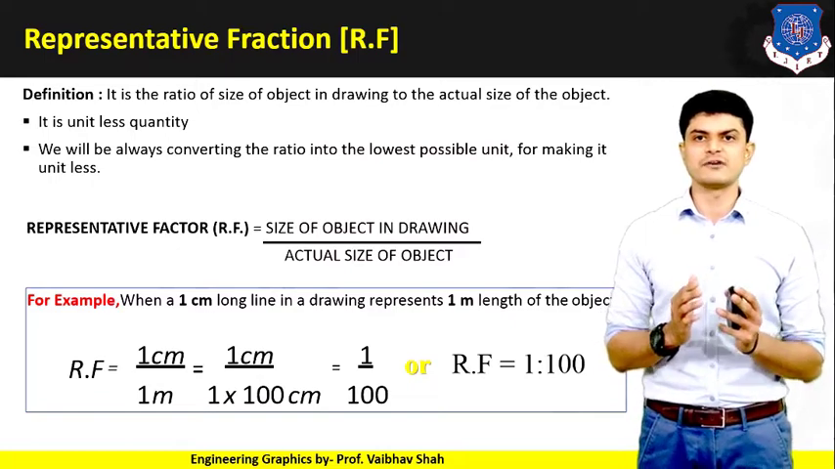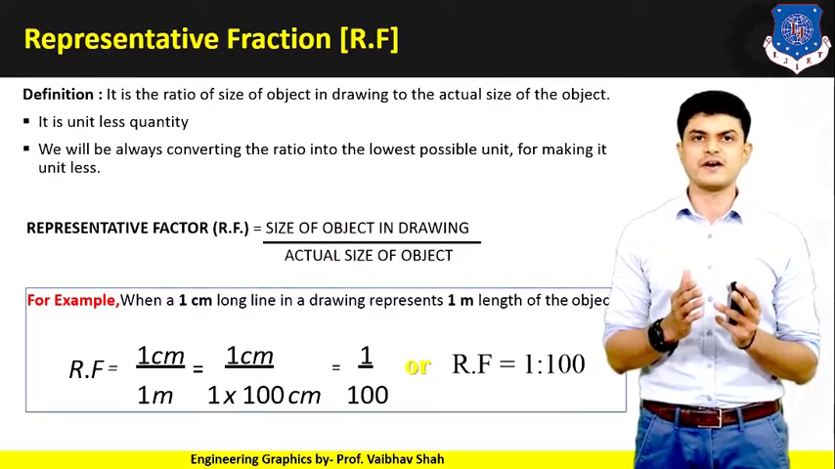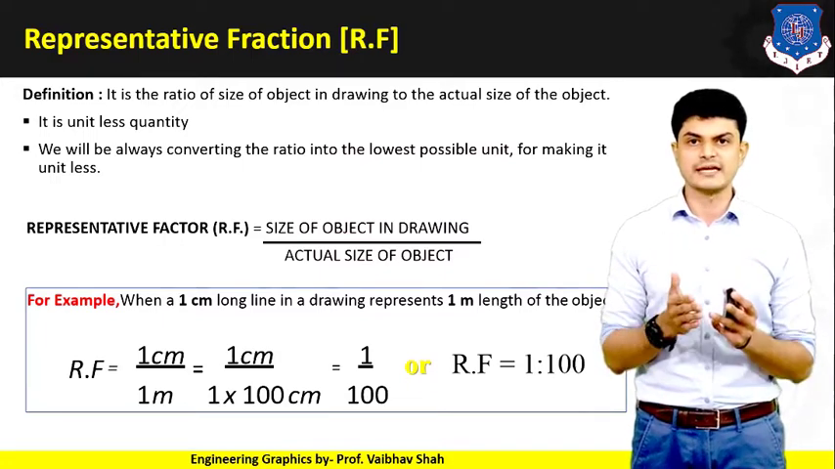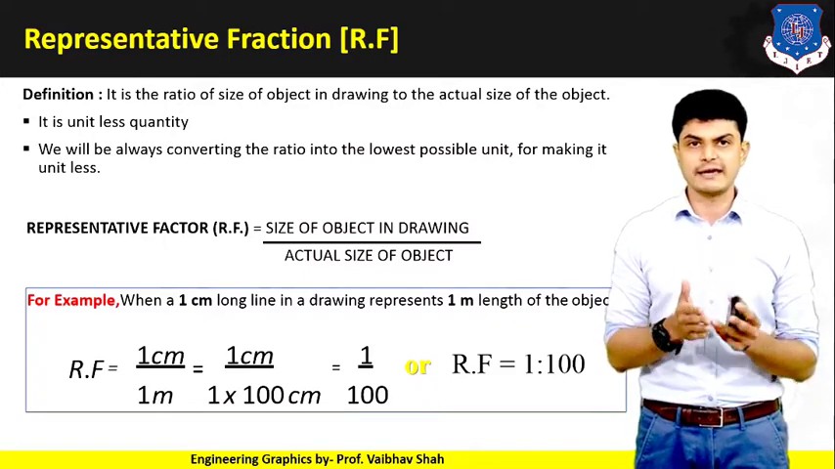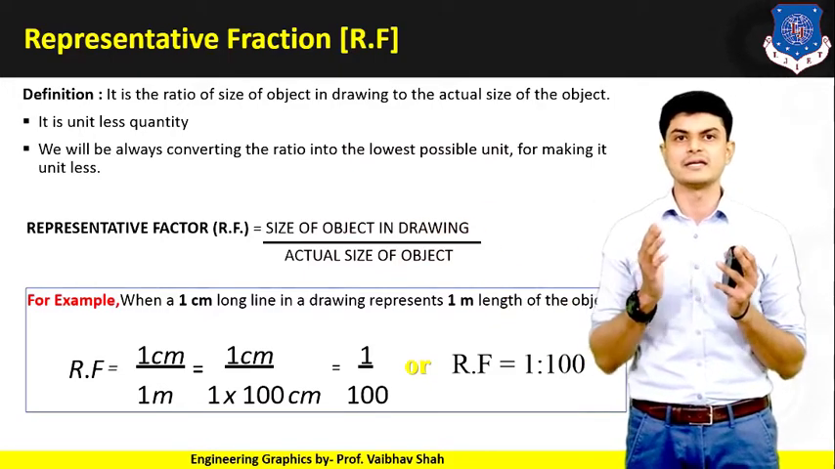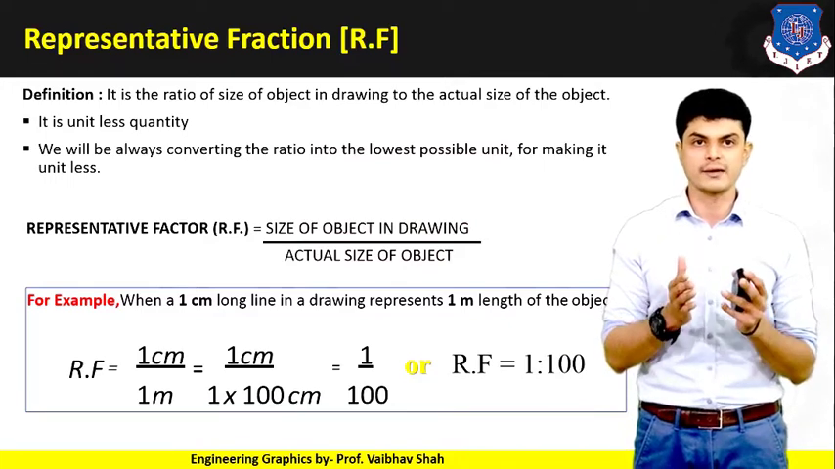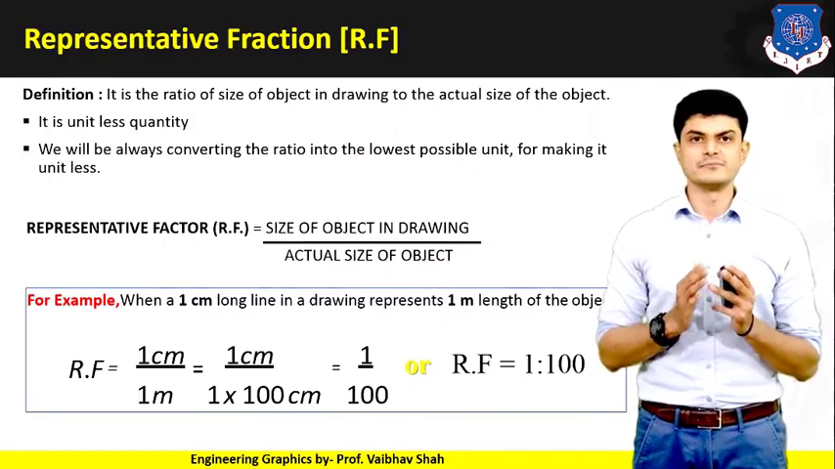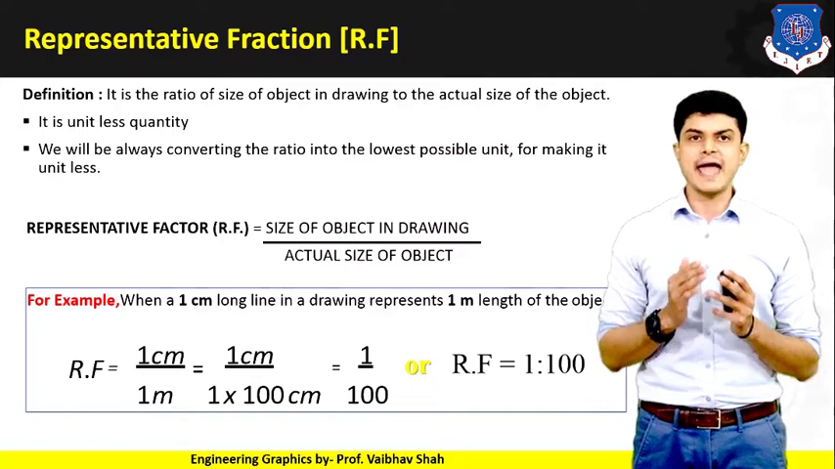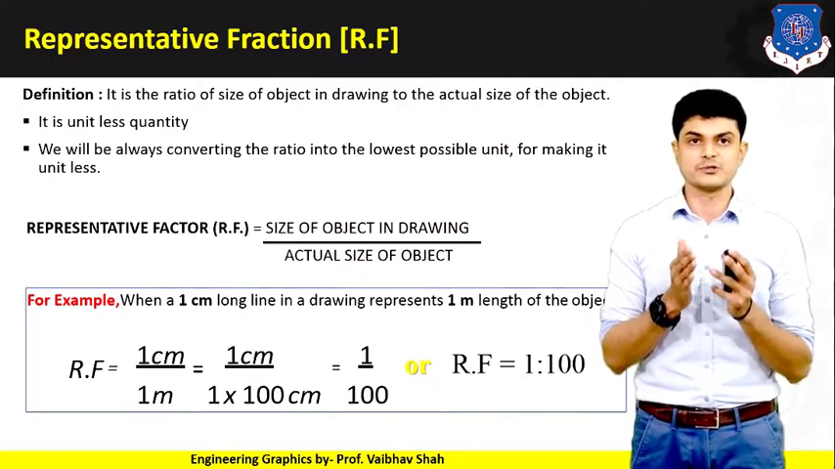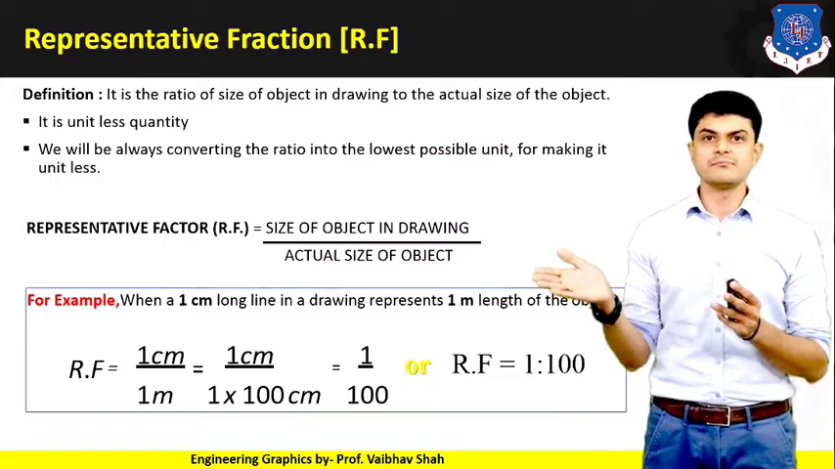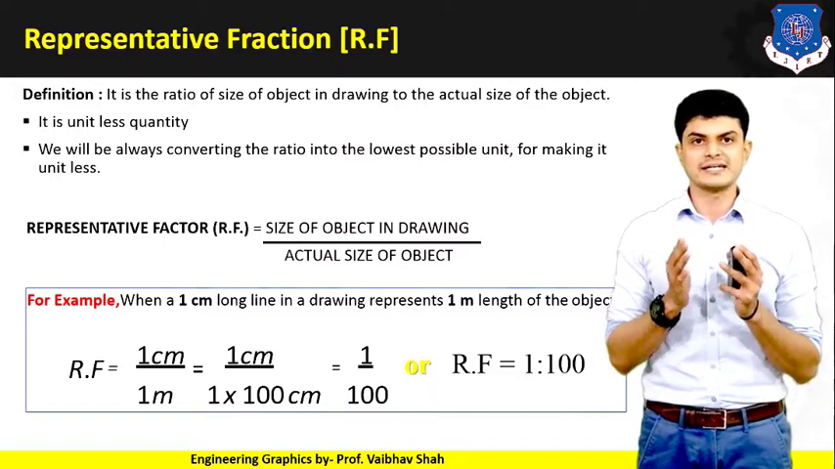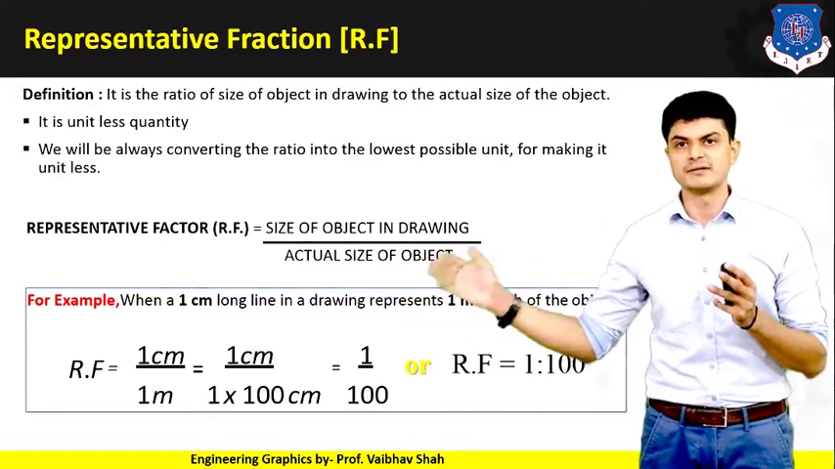So now let us derive the equation for this case. We know the equation of RF: RF is equal to the size of the object in the drawing divided by the actual size of the object. The size of the object in the drawing in our case is nothing but the 1 centimeter long line in the drawing, so let us put 1 centimeter in the numerator. Now, what is the actual size of the object here? It is 1 meter length of the object, so the actual size is 1 meter. Let us substitute 1 meter in the denominator, as you can see.